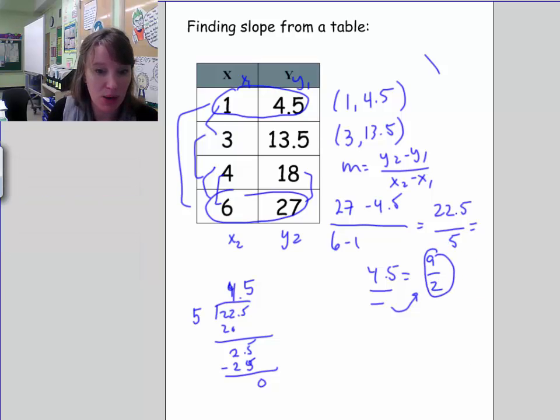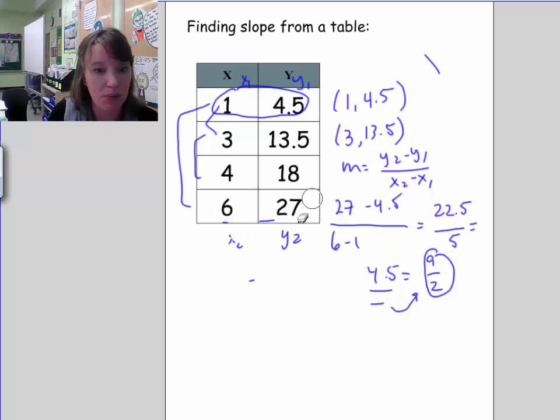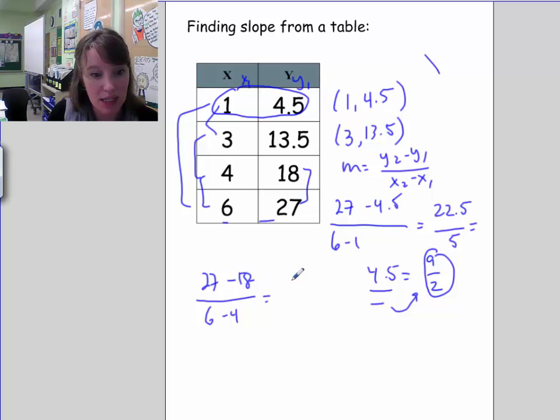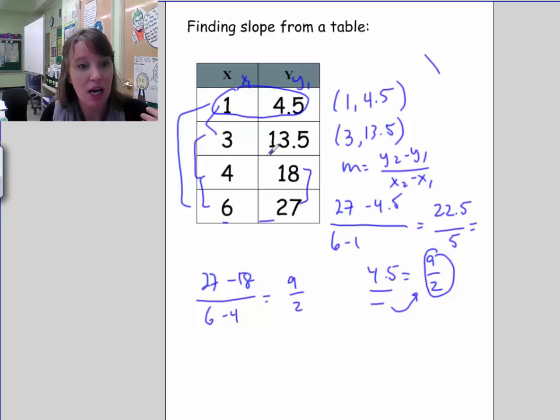Now, you could ask the question, well, what happens if you had chosen two different points here, so I've sort of marked everything up here. What if I chose these 2 points right here? Okay, well, I would have gotten 27 minus 18 over 6 minus 4. So 27 minus 18 is 9, and 6 minus 4 is 2. So I would have gotten the same thing because it's a constant rate of change. Now, since I chose the first point and the last point, I ended up having to reduce it. If I choose 2 points that are next to each other, I decrease the likelihood of me having to reduce it in the end, but at the same time, it's the same thing, okay?